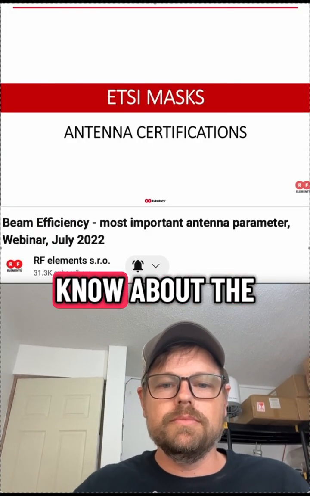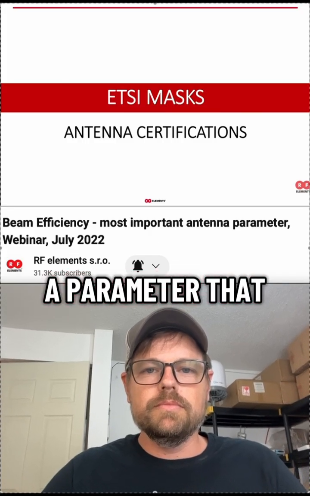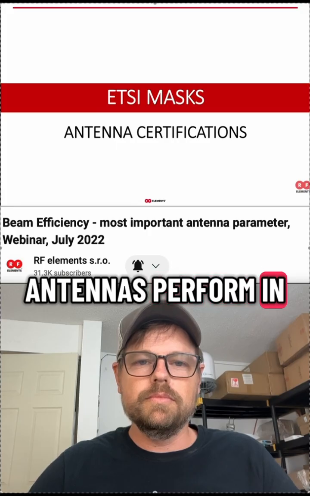You may also know about the ETSI masks, which to a degree also serve as a parameter that says how well antennas perform in terms of noise.